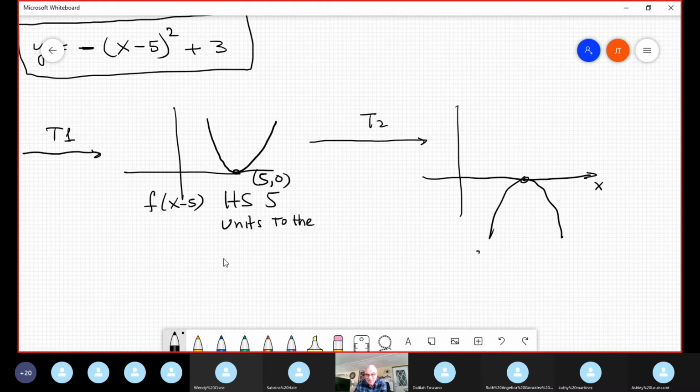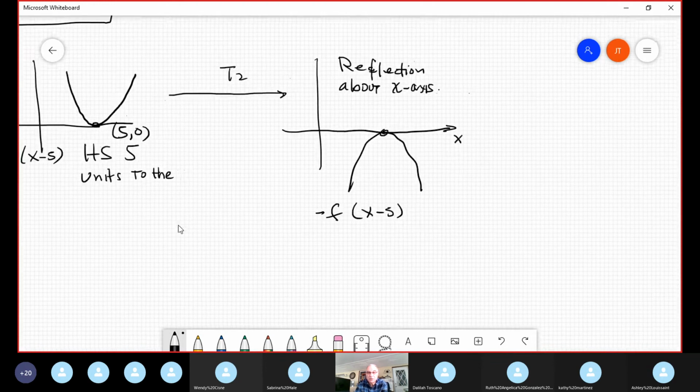Okay, this is f of x minus 5, and you introduce now a negative outside. And this is a reflection about the x-axis. Okay?